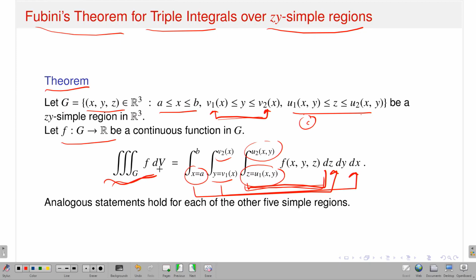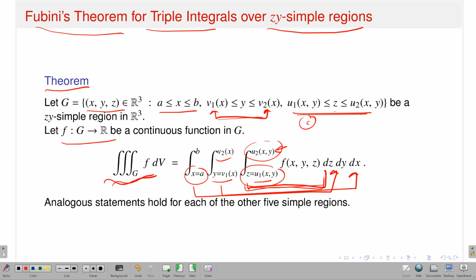Then I will perform the integration with respect to the y variable second, keeping the x variable fixed, and at the end I will perform the integration with respect to the x variable. If I perform the integration in this order, keep in mind that when I perform the integration with respect to the z variable, my lower limit should be u1(x,y) and upper limit u2(x,y), because z is running from u1 to u2. That is very important.